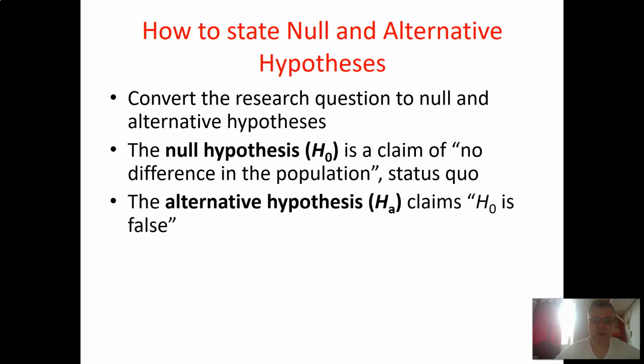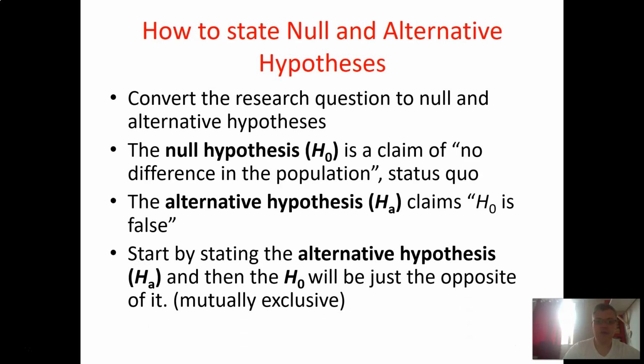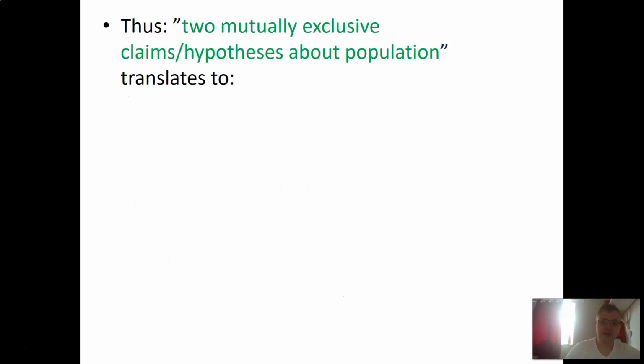An alternative hypothesis is a claim that H0 is false, that actually there has been an increase in the average expenditure. So sometimes it's maybe helpful to start by stating the alternative hypothesis, the one that we have to prove, that there is a difference, and then the H0 would be just the opposite of it. Again, it has to be mutually exclusive hypotheses.